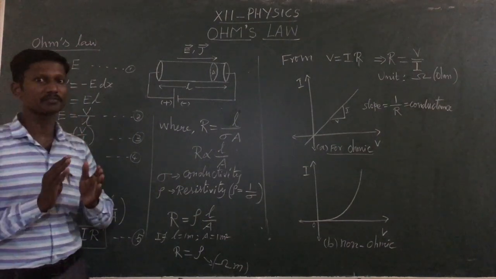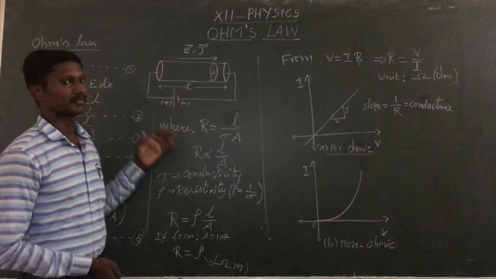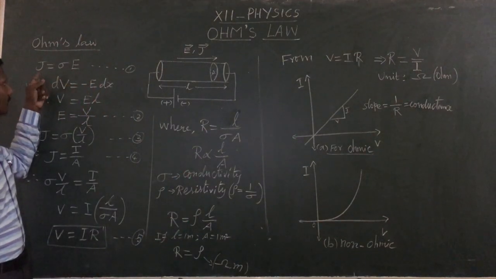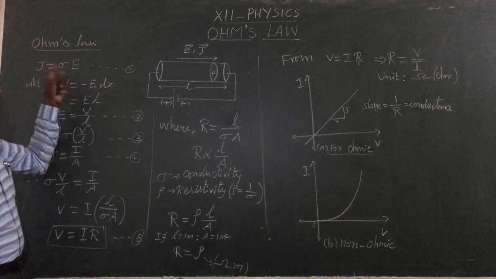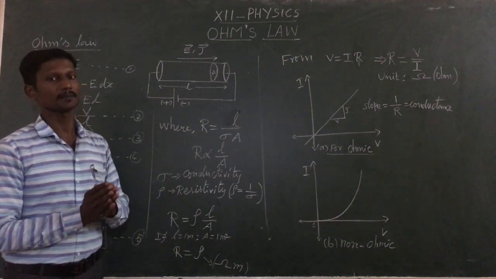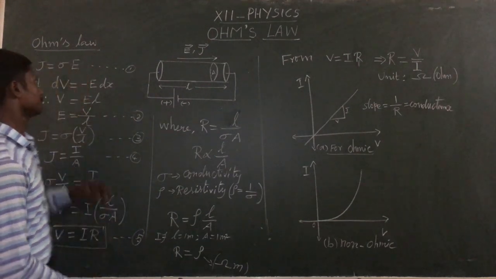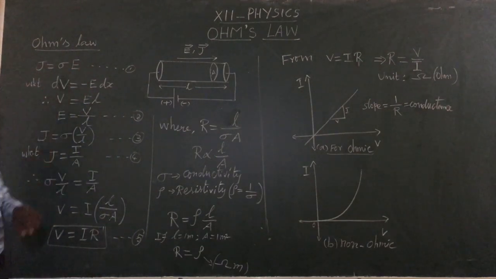The microscopic form of Ohm's law is J equals sigma E, isn't it? That is, current density is directly proportional to electric field. That is the microscopic form of Ohm's law. From that, we are going to derive Ohm's law. Okay, J equals sigma E.